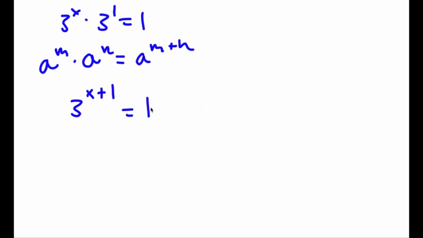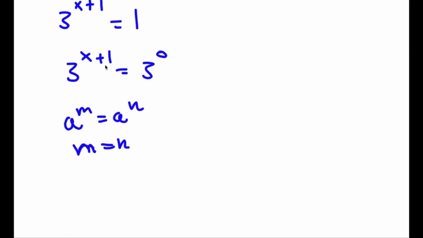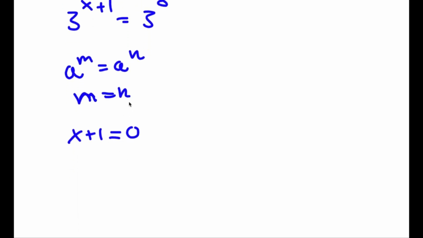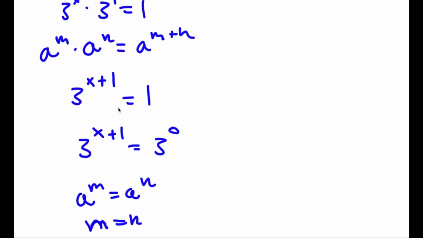Now 1 here, this is the same thing as 3 to the power of 0, because anything to the power of 0 is equal to 1. So now I have 3 to the power of x plus 1 is equal to 3 to the power of 0. And now, if I have something in the form a to the power of m is equal to a to the power of n, this means that m is equal to n. So in this case, x plus 1 is equal to 0. Now I'm going to go ahead and subtract 1 on both sides, so these two cancel out, and I'm left with x is equal to negative 1. So this is my answer.